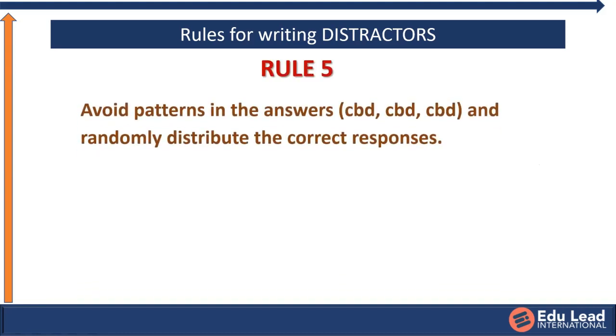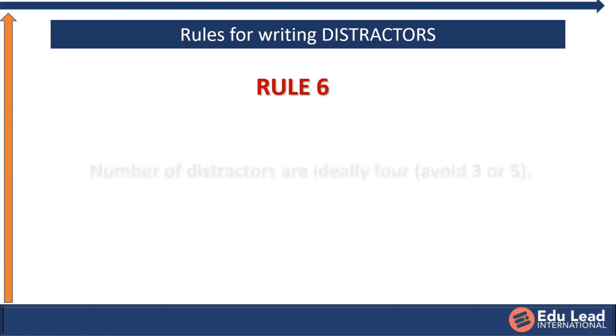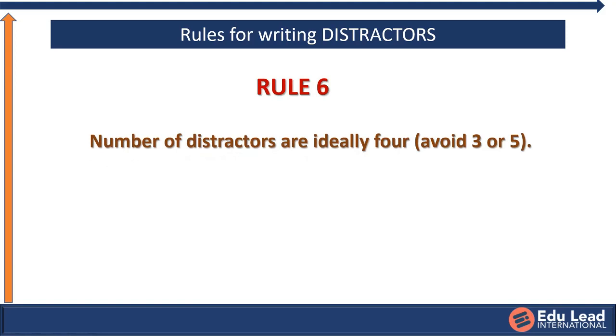Rule number 5 is to avoid patterns in the answers. Generally, for ease of correction, we try to create patterns so that it's easy to correct. So try to avoid that. Also avoid the temptation of putting all the correct answers at C. This is what generally happens while we create MCQs, that we put the correct answer at C. So avoid that. Rule number 6 is that the number of options should ideally be 4. Don't make it 3, don't make it 5. 3 are too few, 5 is too many. When you keep it at 4, there's a 25% chance of the child getting it correct.